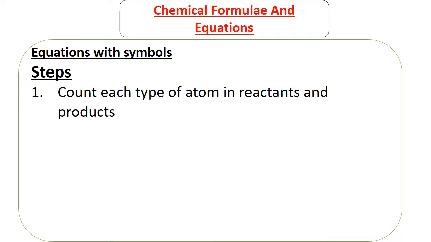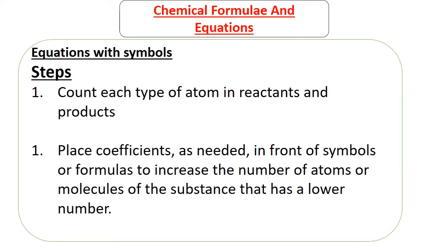So the first step is you count each type of atom in reactants and products. Then those which are out of balance, you try to balance them. So how do you balance them? Place coefficients as needed in front of symbols or formulas to increase the number of atoms or molecules of the substance that has a lower number. Let's say we had identified oxygen to have more atoms on the left than on the right.